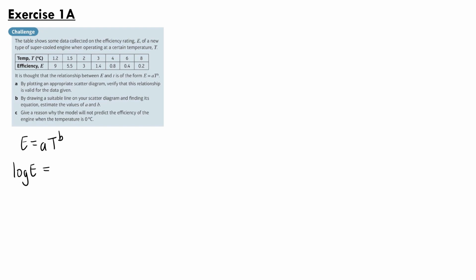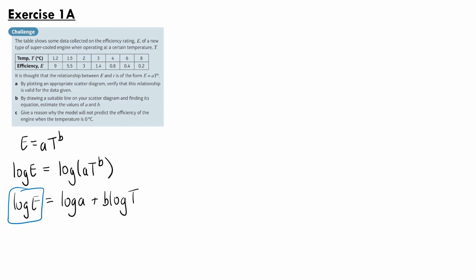So log of E is equal to log of A times T to the power B. Then using log rules, we can split up that right-hand side into log of A plus log of T to the power of B. And then we can take the power of B down and multiply in front. So we've got log A plus B log of T. Here we now have a linear relationship between log of E and log of T. B is our gradient, and log of A is our y-intercept.